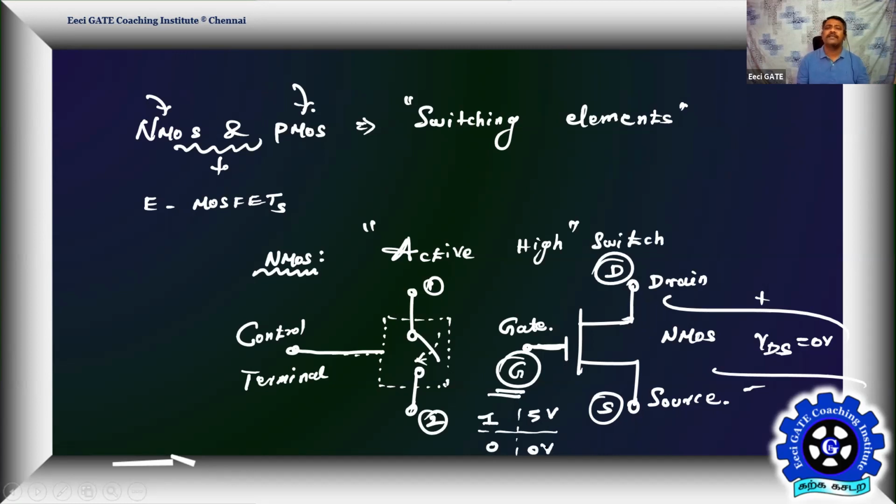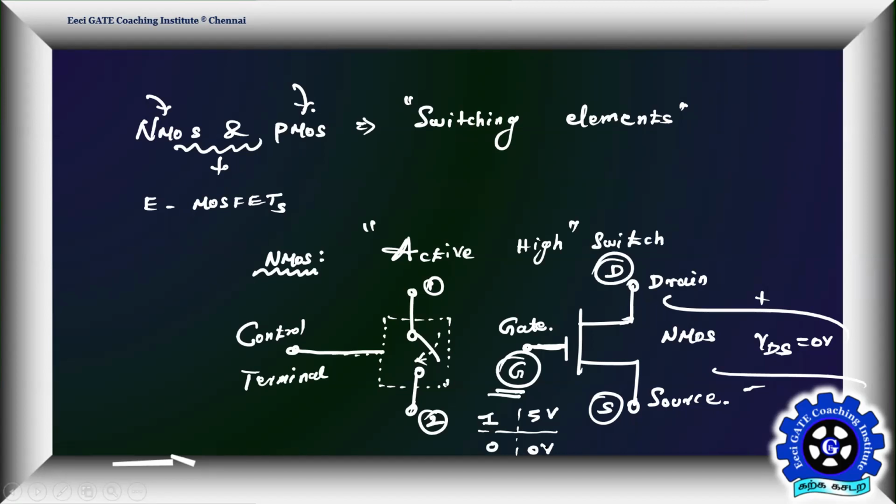So for NMOS, those who already attended FET amplifiers already know the basics of FET. If I give 0 volt to the gate terminal, that is VGS equal to 0, will the NMOS be in on condition? If it were 0.5 volt, definitely it is more than the threshold voltage, and definitely the NMOS will be in on condition. Correct? Yes or no?